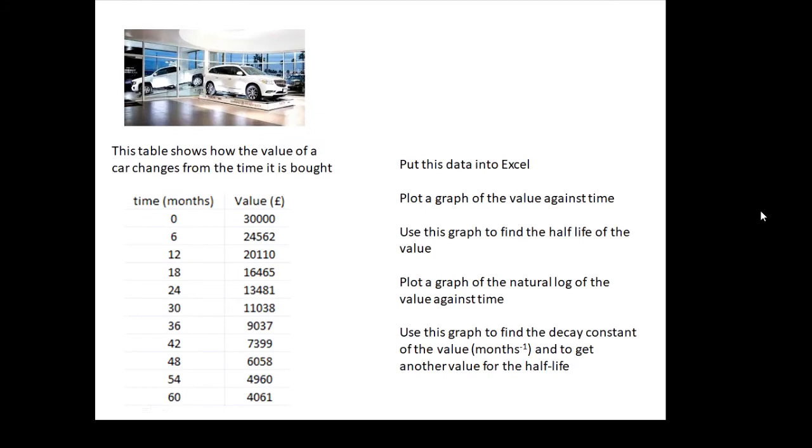Here's something that you should do now. This table shows how the value of a car changes from the time it is bought. A nice brand new car in the showroom, £30,000, but then it depreciates pretty rapidly. This is the value against time. The value goes down exponentially. You know, after 5 years, 60 months, it's only worth 4,000 quid.